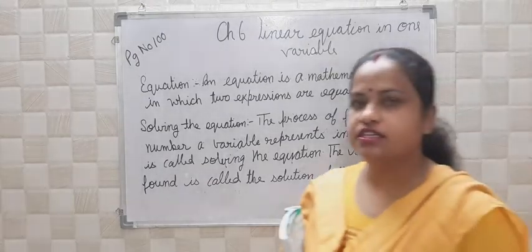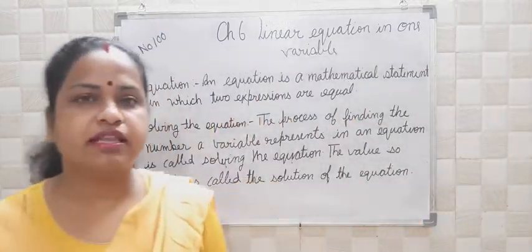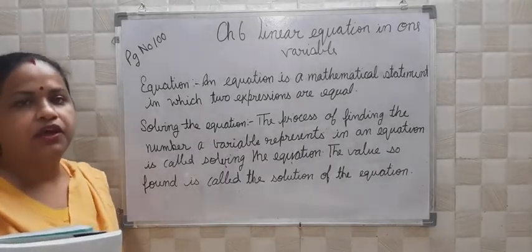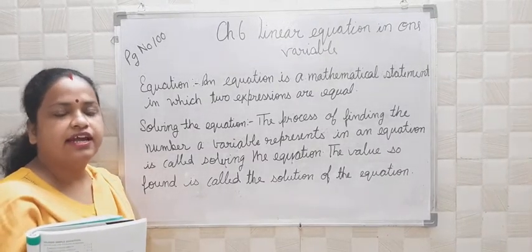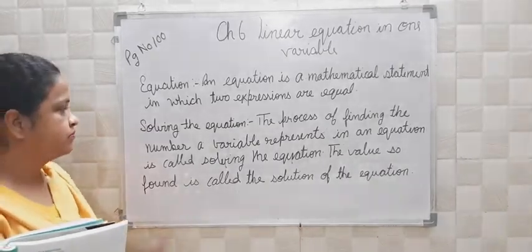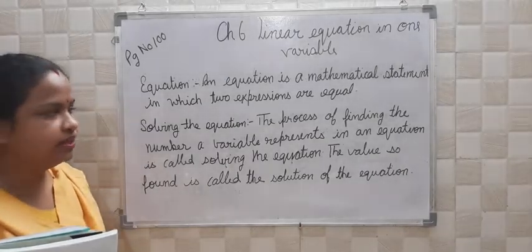An equation is a mathematical statement in which two expressions are equal. You will be getting two expressions and they are always equal to each other. Okay. Now second is solving the equation.